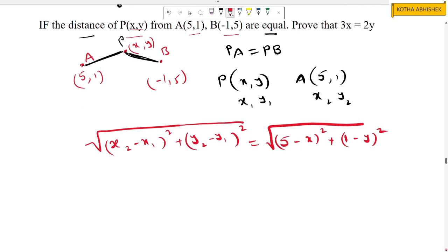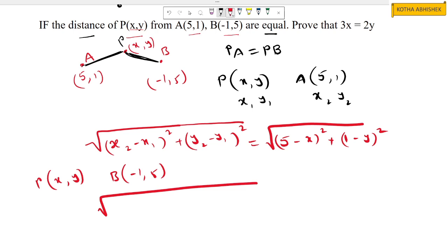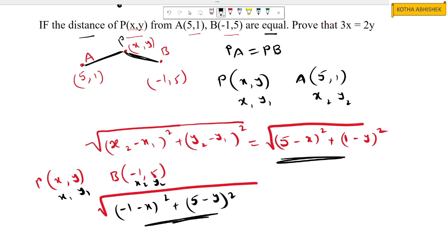So here point P is x comma y and point B is minus 1 comma 5. So let us find out the PB distance first. So under root, this I am taking as x1 y1 and this as x2 y2. So under root x2 minus x1 whole square, right? So that is minus 1 minus x whole square plus 5 minus y whole square. Now I got the PB distance also. This is PA distance and this is PB distance, right? So now we know that those two are equal distances. So PA equals PB.